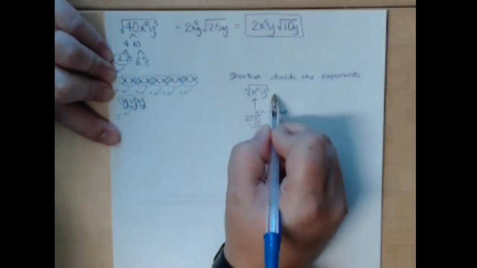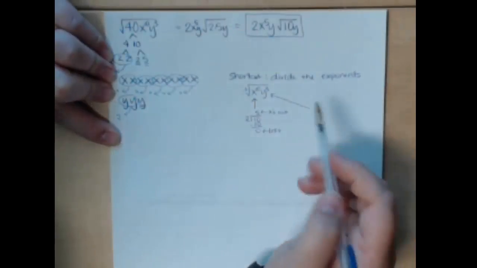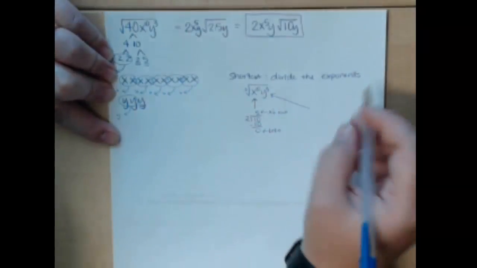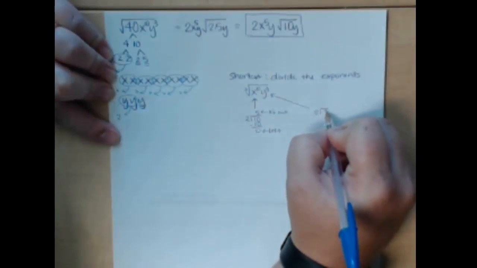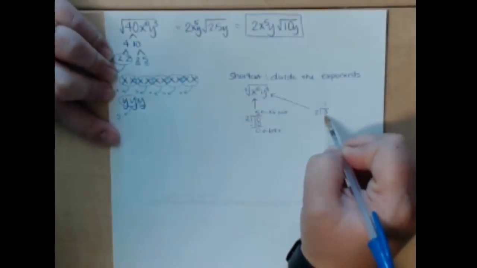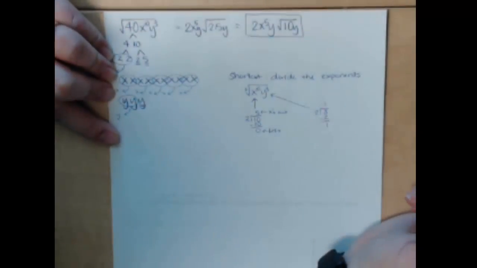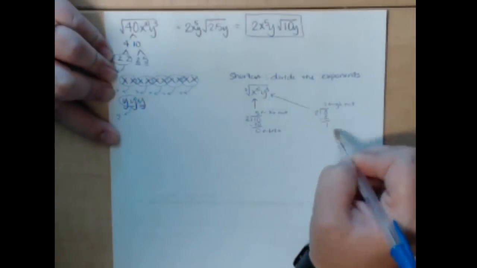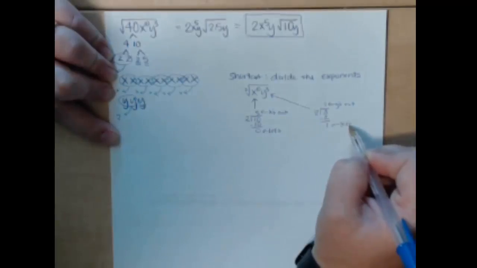The same thing with the y's. If I want to use a shortcut here, I want to know how many copies of 2 do I have within 3. So I can just say, well, 2 goes into 3 how many times? Well, it goes in 1 time, and that leaves me with a remainder of 1, right? So that means I can bring 1 y out, and I have 1 y left over.